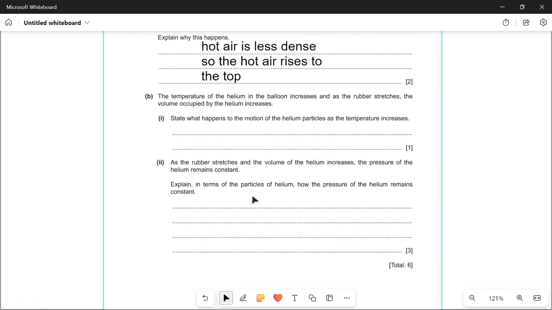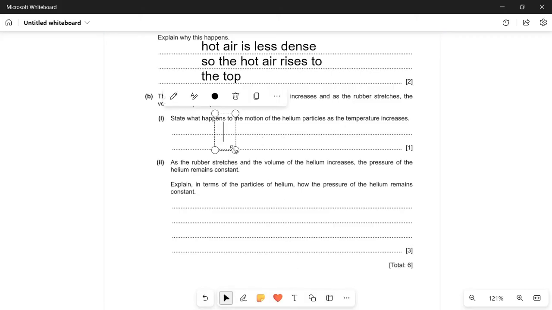B. The temperature of the helium in the balloon increases, and as the rubber stretches, the volume occupied by the helium increases. State what happens to the motion of helium particles as the temperature increases. So, as the temperature increases, their speed also increases because they will gain more kinetic energy. So we can write speed increases.